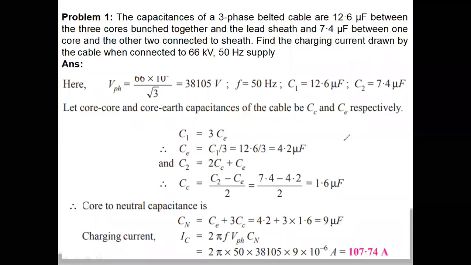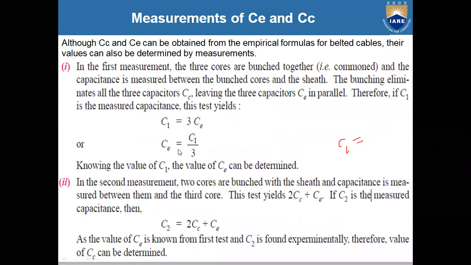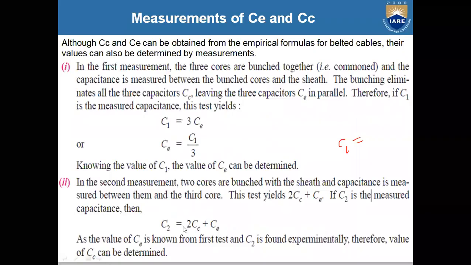The C1 value is already given. That C1 value from the first measurement is equal to 3 times CE. So from this expression, the CE value will be equal to C1 by 3. C1 value is 12.6 by 3, which is equal to 4.2 microfarad. Then the C2 value is also given, and that C2 value is 2Cc plus CE.